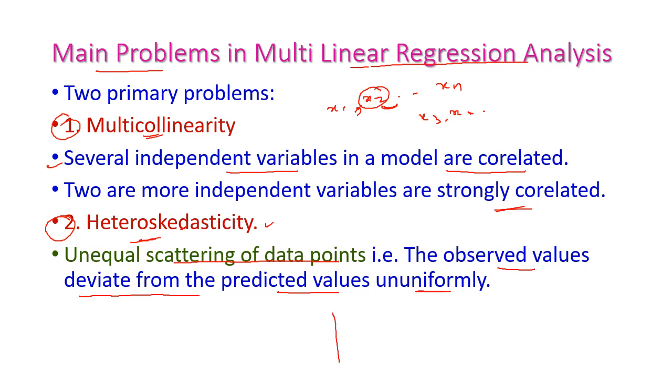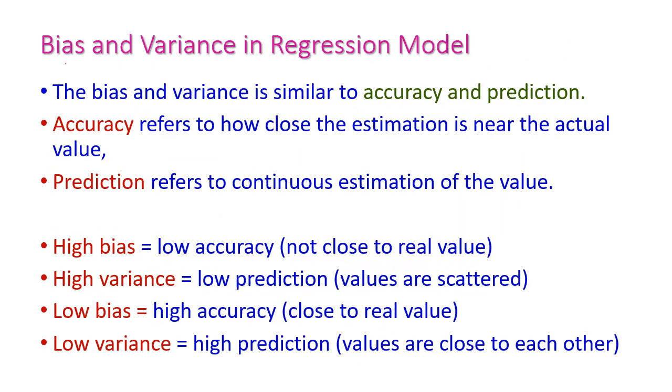Okay, so for example, this is the predicted data, but the actual computed data may be like this. There is no uniform distribution, isn't it? So unequal scattering of data is heteroskedasticity, which is another very big problem of linear regression analysis. The bias and variance in a regression model.